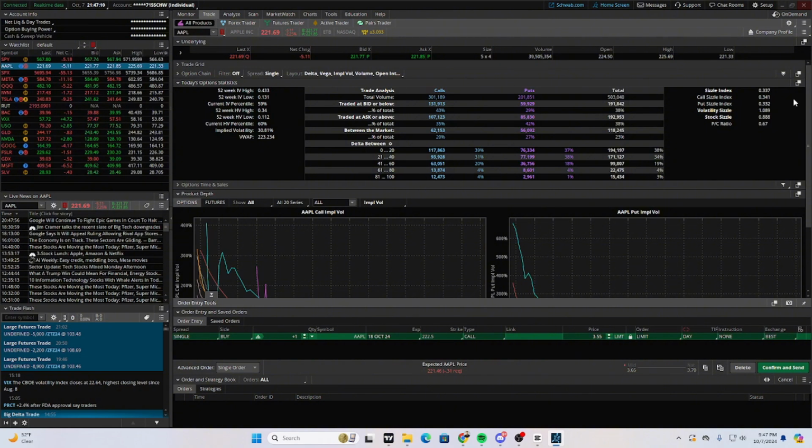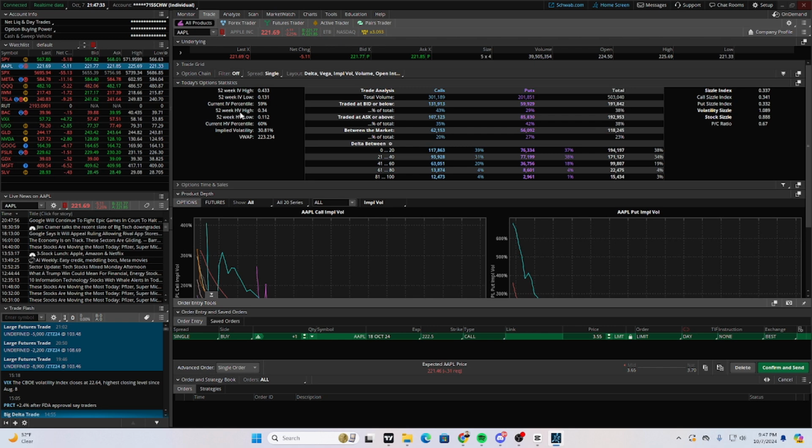So starting from left to right, we have our 52-week implied volatility high and then low. This can be used to show momentum, like where are we headed? Is it going relatively up or relatively down relative to the past 52 weeks? We have the current implied volatility percentile at 59%. It's on the higher end, right? But it's not that high.